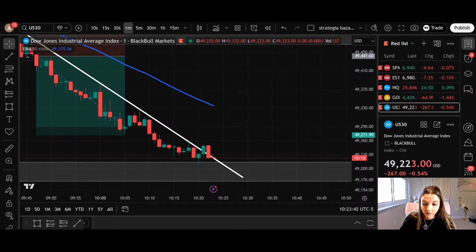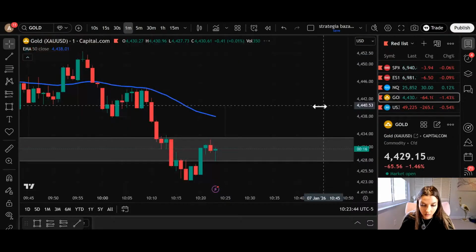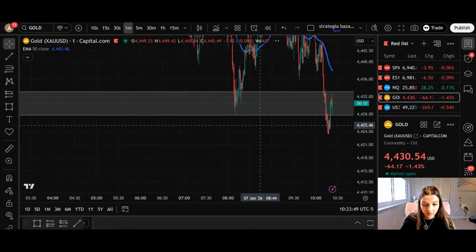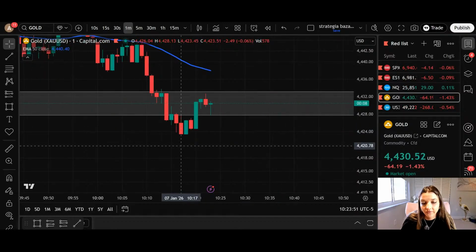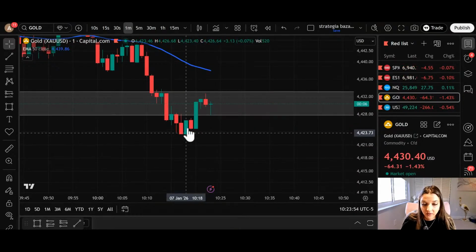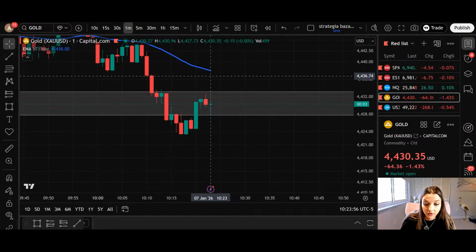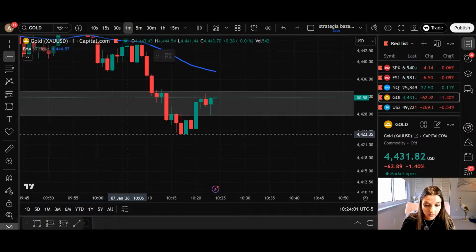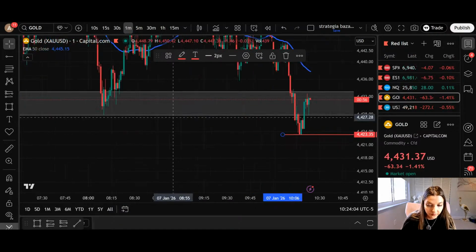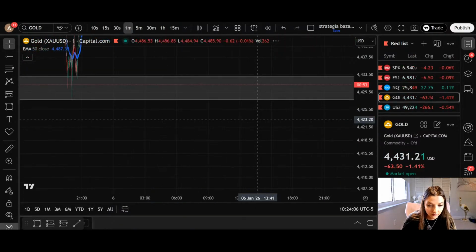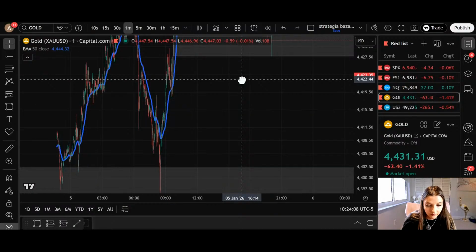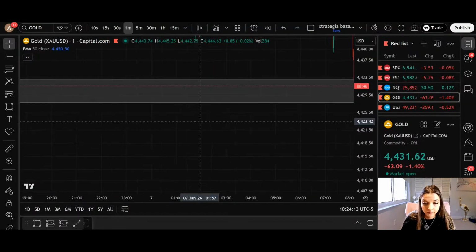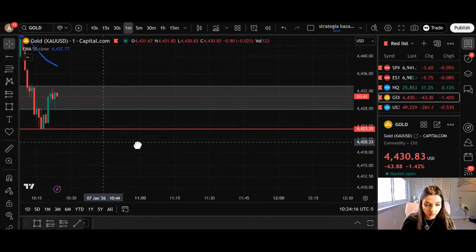I'm good, I'm good. Let's see what gold is doing. Okay, gold did break this area. You can see I have a full bearish candle below. So now if it retests and breaks this, you can go in a short, till somewhere here. This is gold.